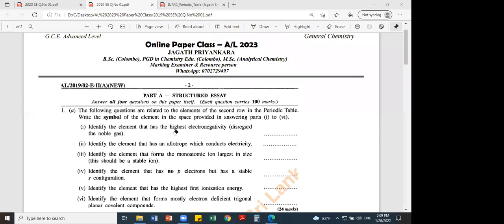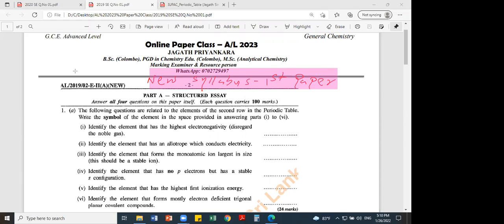First one, identify the element that has the highest electronegativity. So very easy. This is O level. This is the 2019 new syllabus first paper. Right. Identify the element that has the highest electronegativity. Disregard noble gases. I got the answer only from Ran Silvani and Seshan.